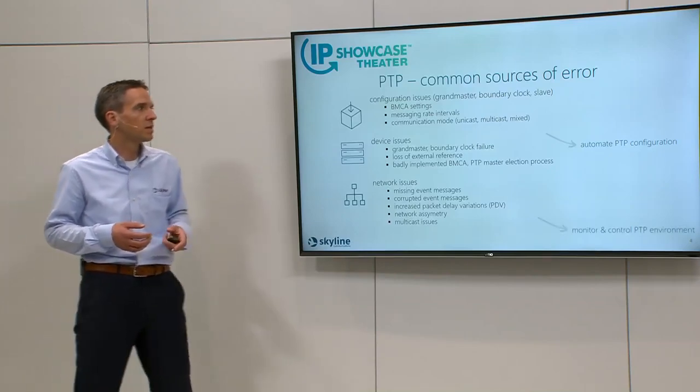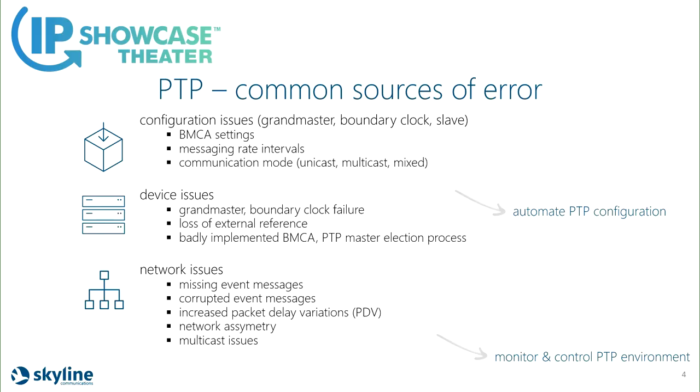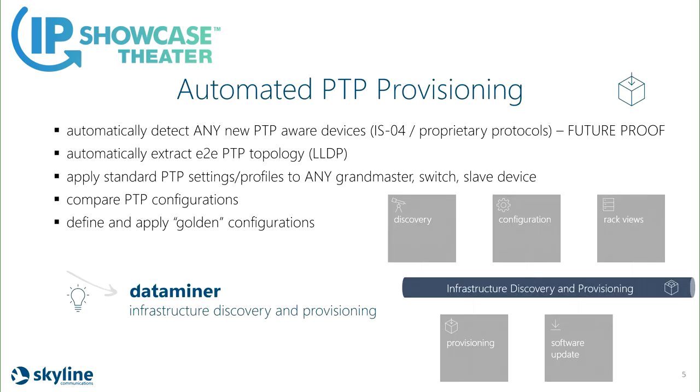What to do here? Once you have set it up in a good way, the way PTP works, it can still do weird things. You have to constantly monitor and control the PTP configuration across the whole ecosystem. How do you do that? First of all, I want to quickly show you what we do with PTP provisioning. We have a tool set called infrastructure discovery and provisioning, and it comes together with finding your infrastructure in the network. That's the first thing.